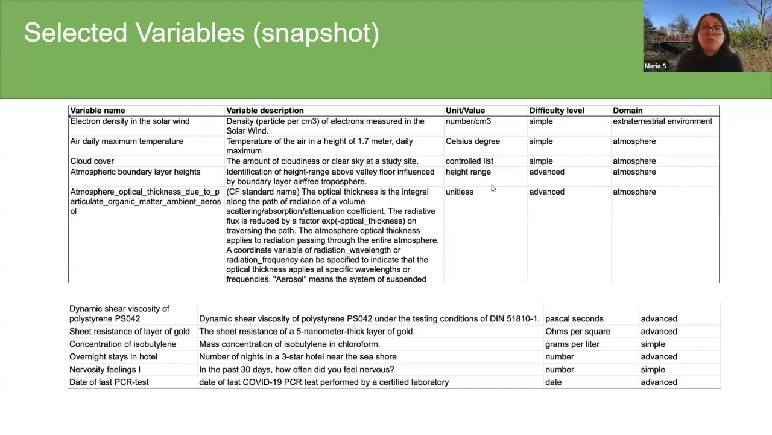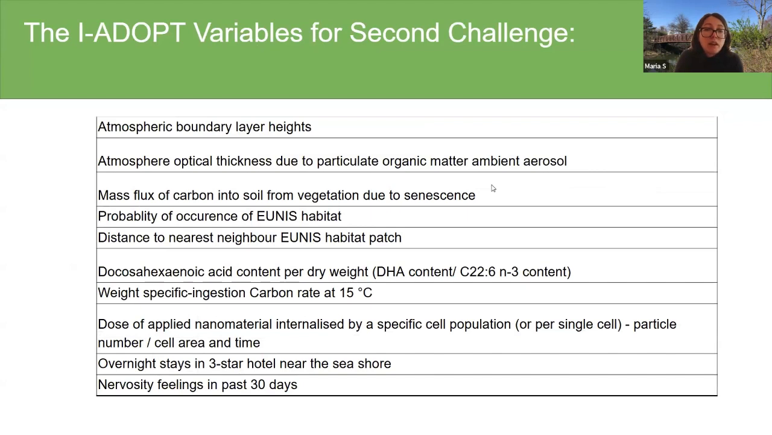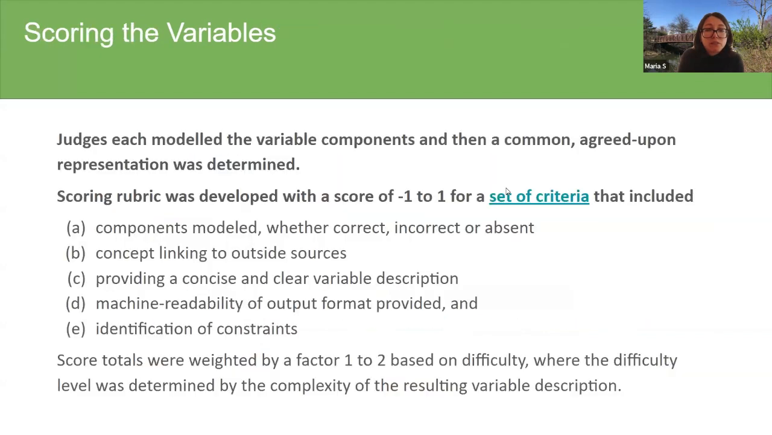You can also see that the unit or value provided for each variable is important, because that gives you some insight into what the variable is modeling. And you also see the difficulty levels and the domains there. This was the final set of 10 variables that had the greatest variability in modeling. As you can see here, these are a little bit tricky, because there's a lot of variability in how you could model these variables. So yeah, thank you.